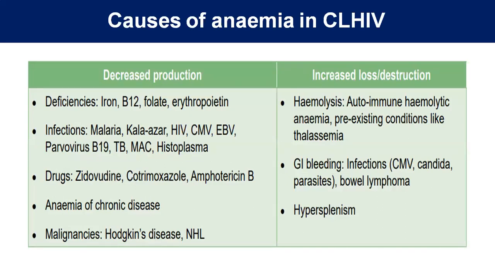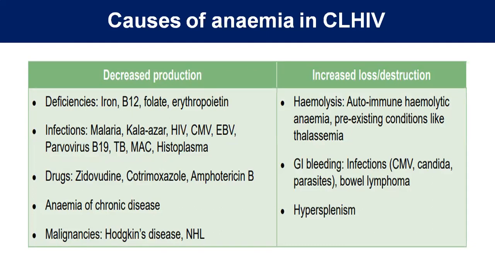Decreased production can have various causes. Firstly, the deficiencies like iron deficiency, vitamin B12, folate deficiency. Infection is also a major cause: malaria, Kala-Azar, HIV itself, CMV, Epstein-Barr virus, parvovirus, TB, MAC, histoplasma, all these could cause anemia. Various drugs in children who are already on ART, such as zidovudine, cotrimoxazole, ampho-B, also cause marrow suppression and anemia. Anemia of chronic disease, from frequent OIs in children with HIV, could also be a cause. And lastly, malignancies like lymphoreticular malignancy and Hodgkin's disease will cause marrow suppression and anemia.